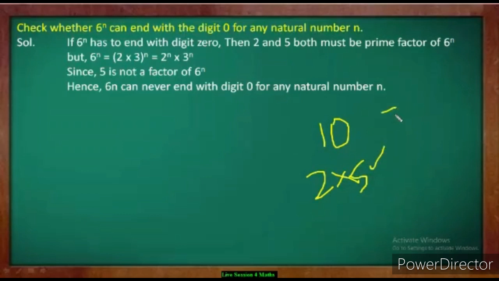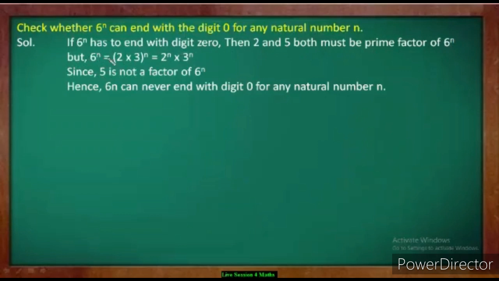Any number you take, let's say 30, here also we will get 5 as a prime factor. 5 and 2 both are prime factors because 2 times 5 is 10. That is the only way you can get it. If the number ends with 0, let's say 100, 100 is also a number. So here also 2 and 5 will be the prime factors. There can be other prime factors, but 2 and 5 must be prime factors there. So if 6 to the power n has to end with 0, then 2 and 5 both must be prime factors of this.